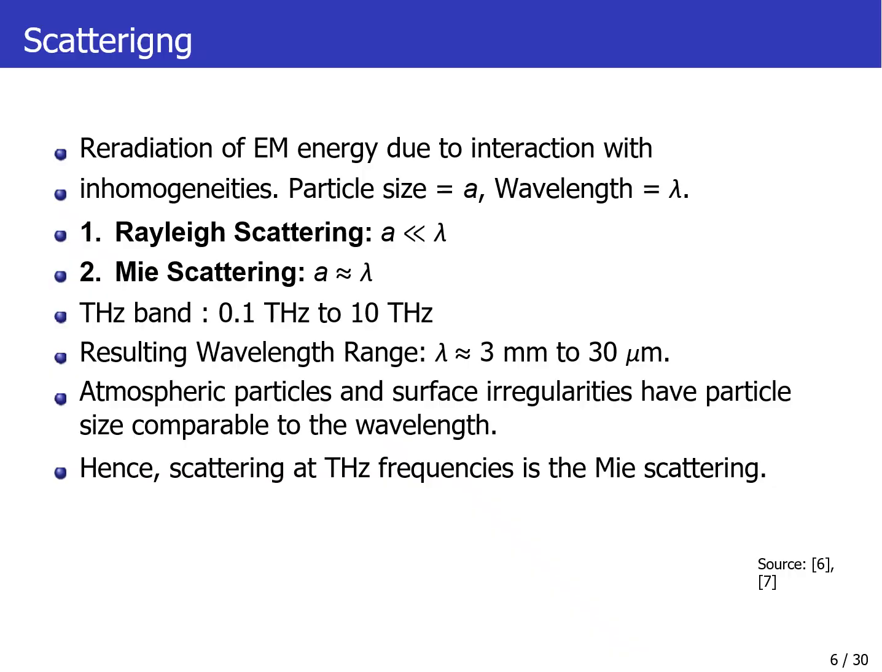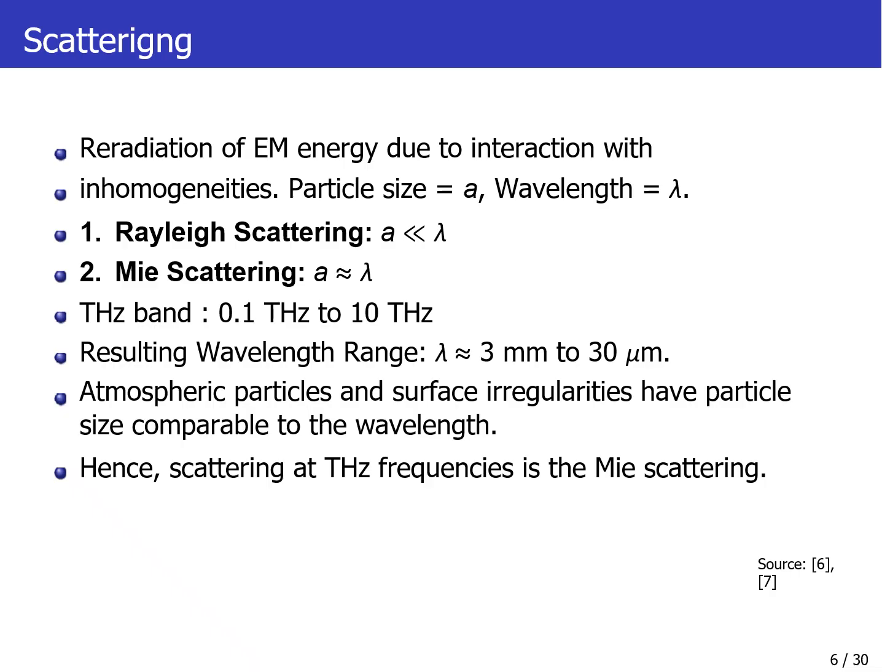One more challenge in terahertz communication is scattering. Scattering refers to radiation of electromagnetic energy caused by the interaction with material inhomogeneities. Consider a particle with size a and consider the signal we are transmitting or receiving is having wavelength lambda. Now, depending on the particle size and the wavelength of the signal, there can be two types of scattering. One is Rayleigh scattering, when the particle size is much lesser than the wavelength of the signal. And the other is Mie scattering, when the wavelength of the signal and the particle size are comparable.